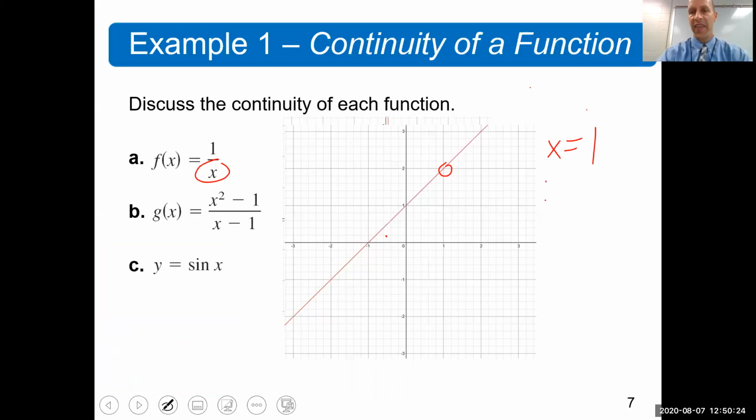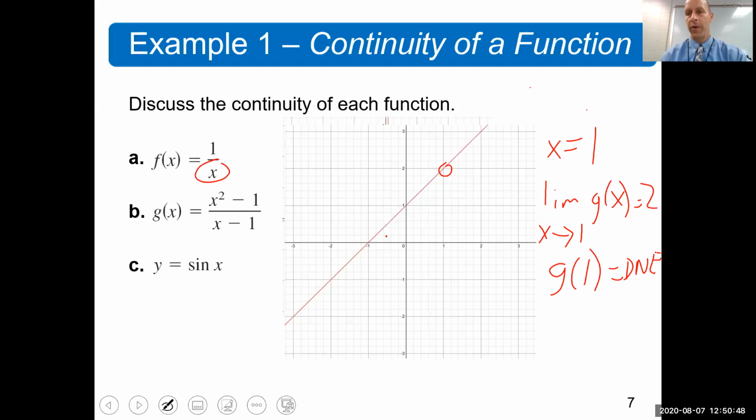So I'm telling you that the limit as x goes to 1 of g of x is 2. That is a true statement. The predicted y value when x goes to 1 is 2. However, g of 1 does not exist. So this is a removable discontinuity. So that's the second example there.